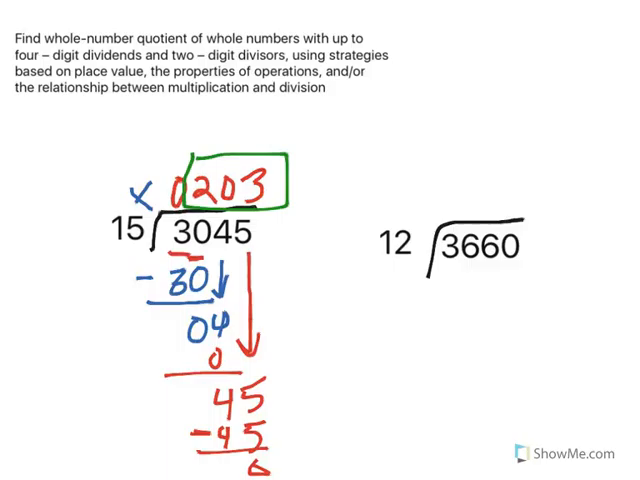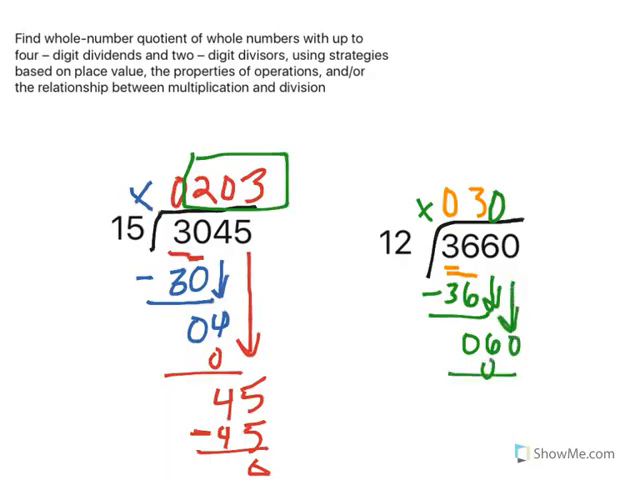So first, does 12 go into 3? No. So we add 0. Does 12 go into 36, though? Yes, it goes in 3 times. So we do 3 times 12, which is 36. Subtract it to get 0. Bring down that 6. Does 12 go into 6? No, so we put a 0. Bring down that 0 after we subtract 0, which is always just 6.